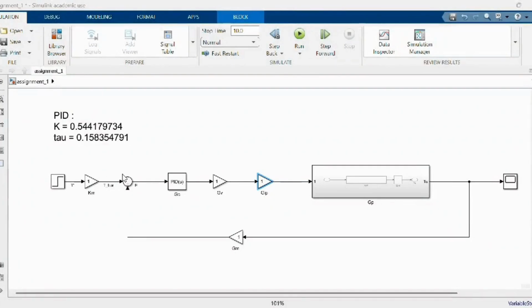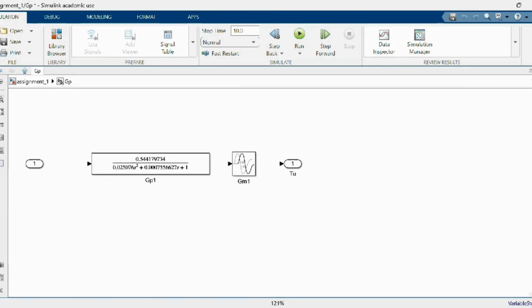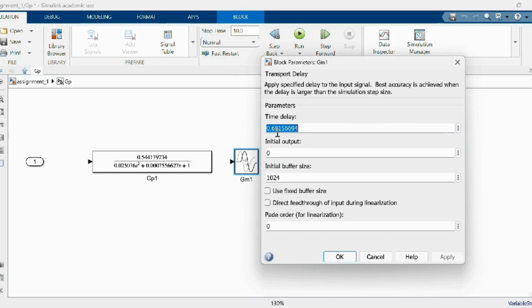This is our control block diagram. For this Km, we assume it is 1, and then this is our GC, which is the controller, and then the GV, GIP, GP, and GM. We assume GV and GIP are equal to 1 and GM is also equal to 1. Then we insert the disturbance, and this is our GP. This is our transfer function for the GP, and the time delay is 0.68156694.